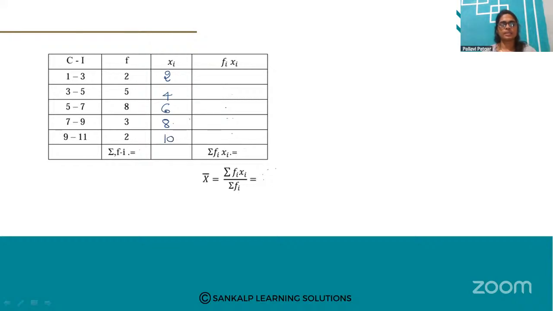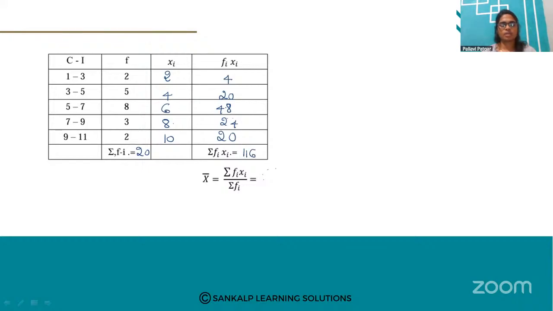Now calculate the product of frequency and class mark. So here fi xi: 2 twos are 4, 5 fours are 20, 6 eights are 48, 8 threes are 24, 10 twos are 20. The sum of the frequency, summation fi, is 20. The sum of the products, summation fi xi, is 116.